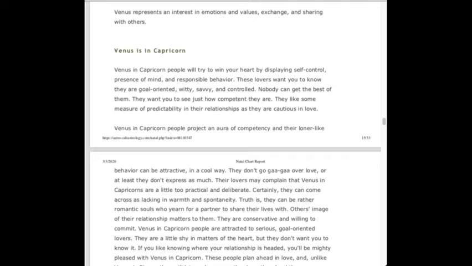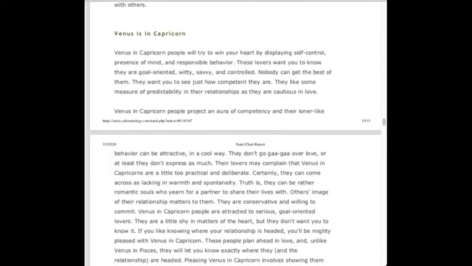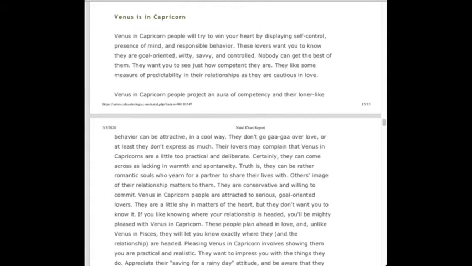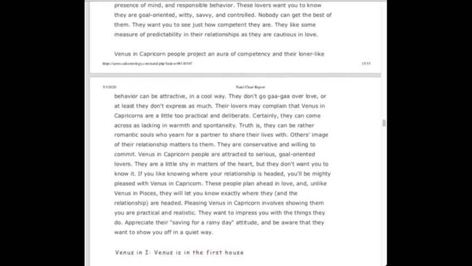If you like knowing where your relationship is headed, you'll be mighty pleased with Venus in Capricorn. These people plan ahead in love, and unlike Venus in Pisces, they will let you know exactly where they and the relationship are headed. Pleasing Venus in Capricorn involves showing them you're practical and realistic. They want to impress you with the things that they do, appreciate their, quote, saving for a rainy day attitude, and be aware that they want to show you off in a quiet way.